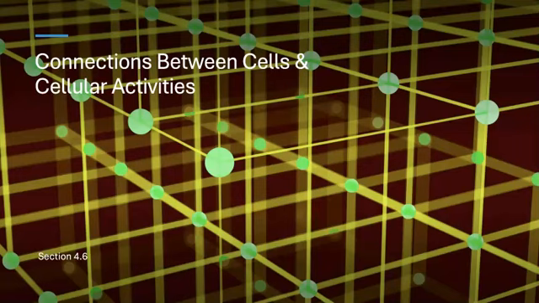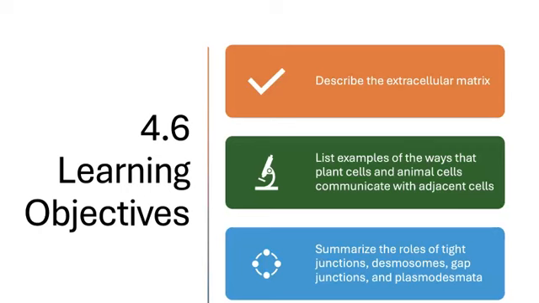Welcome to our last video of Chapter 4 on Section 6, which will discuss the connections between cells and cellular activities. We want to describe the extracellular matrix, list examples of the ways that plant cells and animal cells communicate with adjacent cells, and summarize the roles of tight junctions, desmosomes, gap junctions, and plasmodesmata.